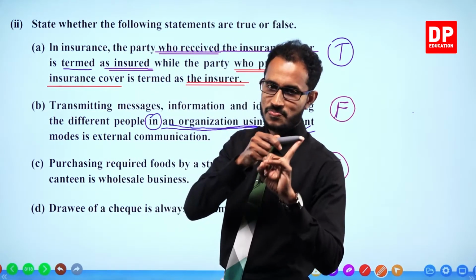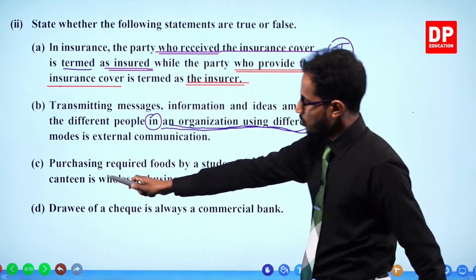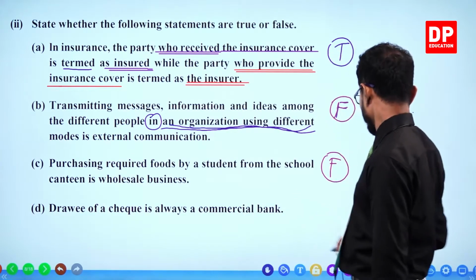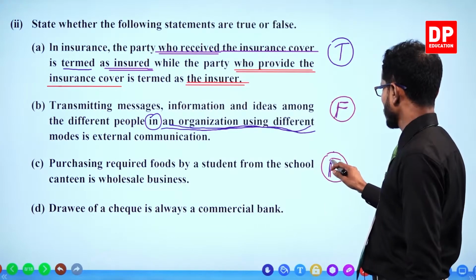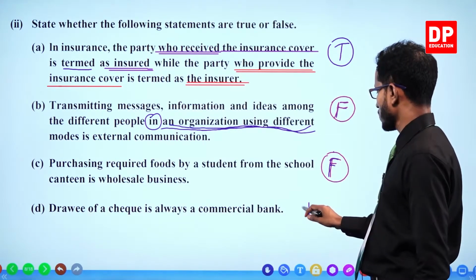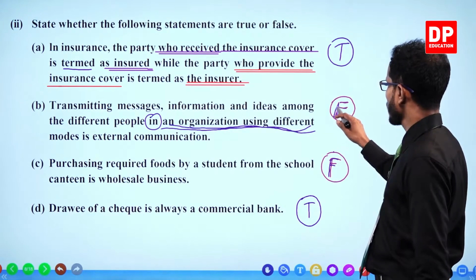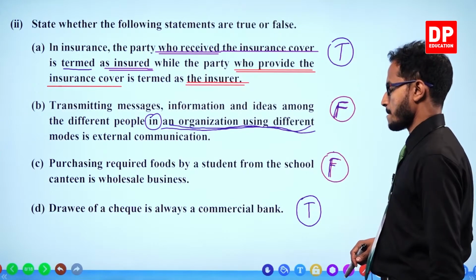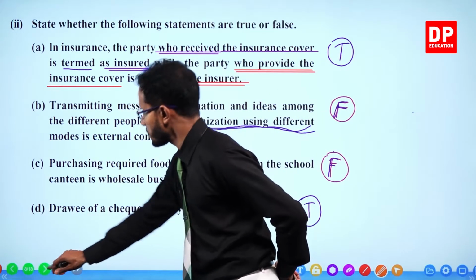Right. Drawee of a check is always a commercial bank. True. It's true. Yep, you're done with that.